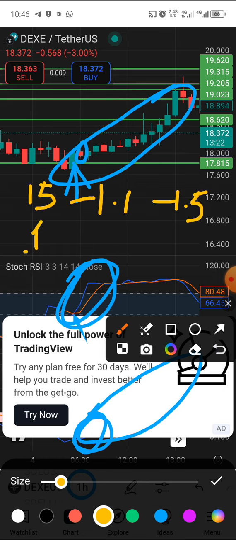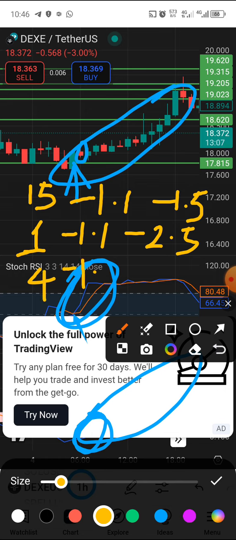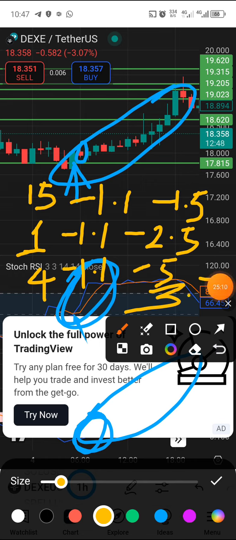In 1 hour, take from 1.1, not exceeding 2.5. And in 4 hours, take from 1.1, not exceeding 5%, but I do recommend small profits. Then I would say not exceeding 3 or 3.5.